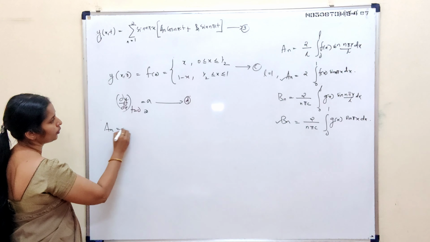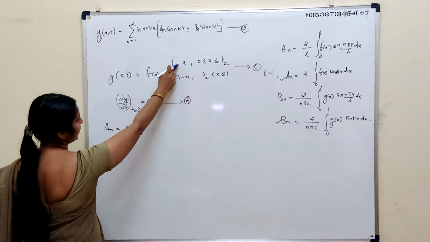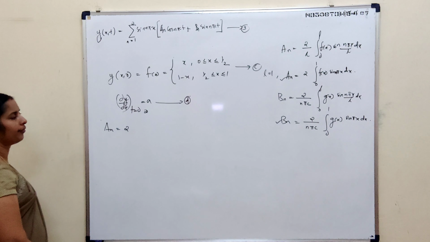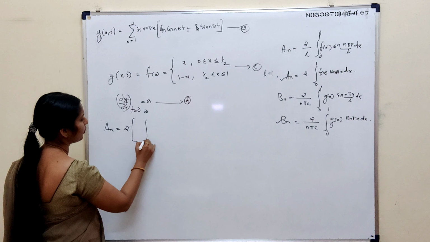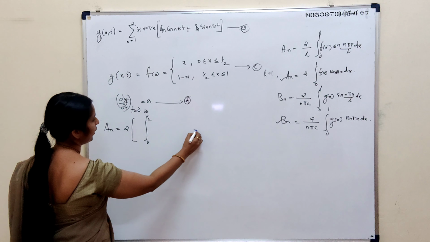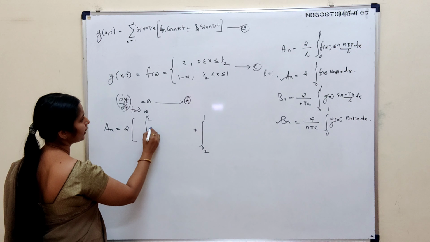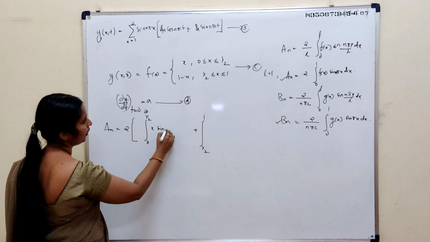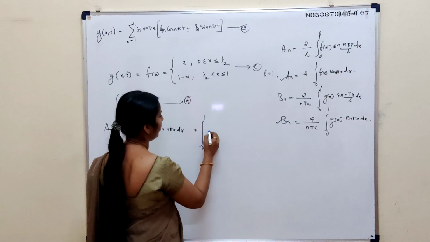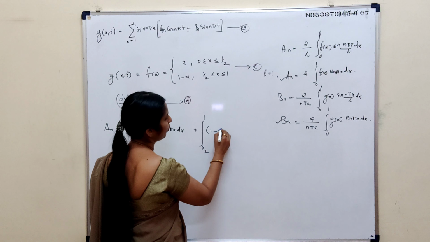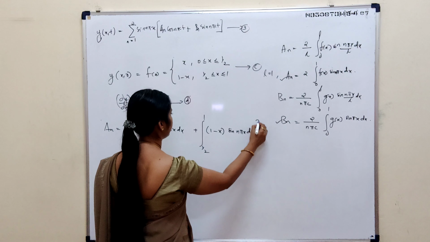An is 2 into integral 0 to 1. See, f(x) is defined in the intervals 0 to half and half to 1. So we have to split the integral 0 to 1 as 0 to half, then half to 1. In 0 to half, f(x) is x sin nπx dx plus, in this interval it is (1 minus x) sin nπx dx.